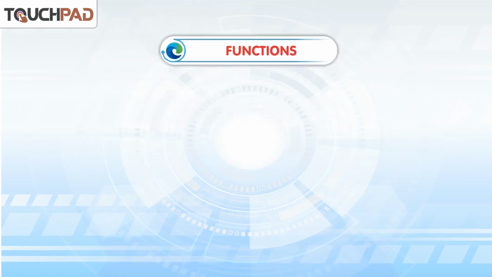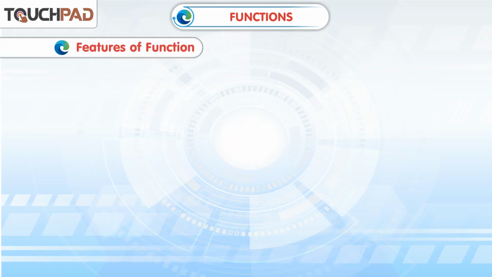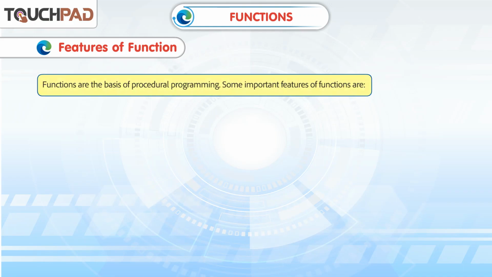Functions. A function is a block of organized and reusable code used to perform a single or related action. Functions receive data in the form of arguments and use it to run a specified set of statements and produce the final output. Features of function. Functions are the basis of procedural programming.